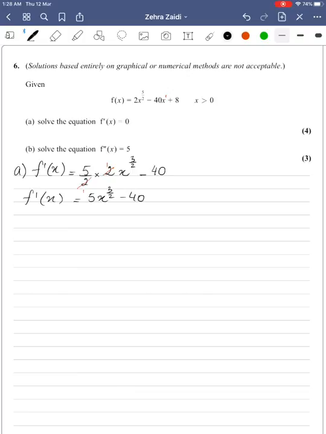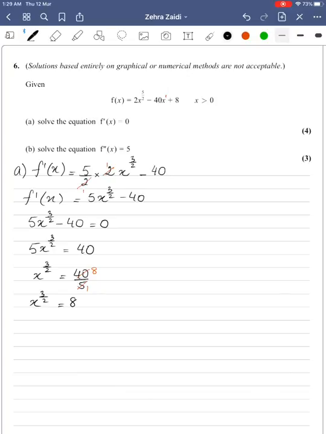Now we actually need to solve f dash x is equal to 0. So we will equate 5x to the power of 3 by 2, which is our f dash x, minus 40 to 0. Now we need to solve for x. So we will make x the subject of formula. So we have 5x to the power of 3 by 2 is equal to 40. Therefore, x to the power of 3 by 2 is equal to 40 divided by 5. We can cancel here, 5 ones are 5, 5 eights are 40, and we have x to the power of 3 by 2 is equal to 8.